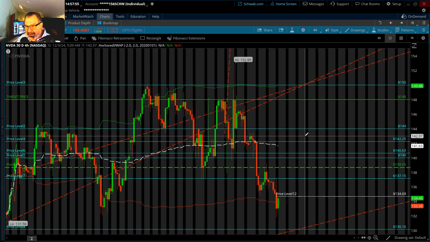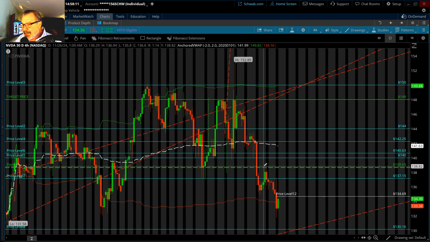Now my feeling was I wanted to pick it up at 137. I got it higher than that. I got it at 138.65. I went in a little early, and then it kept going down, as you can see. So I'm a little depressed about that, but I only went in with 1/3 of my share size.